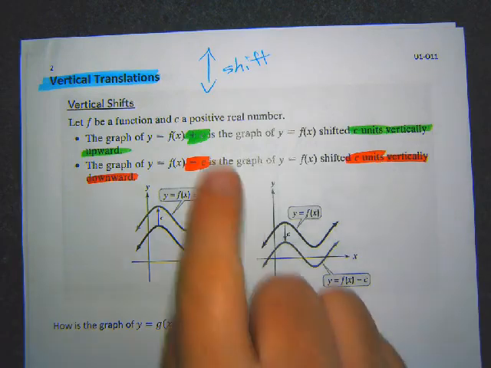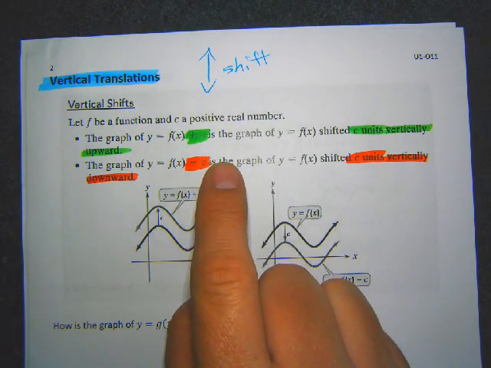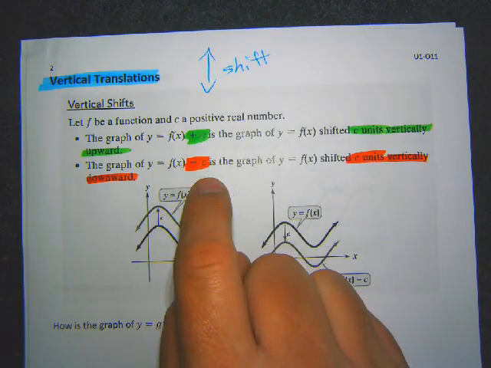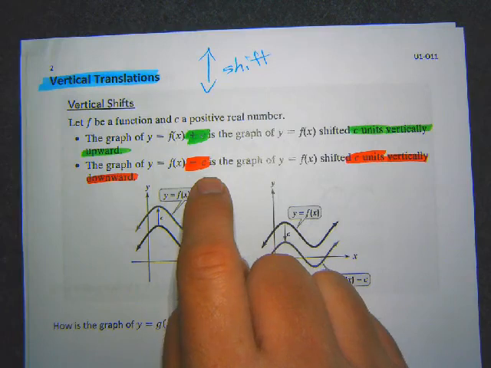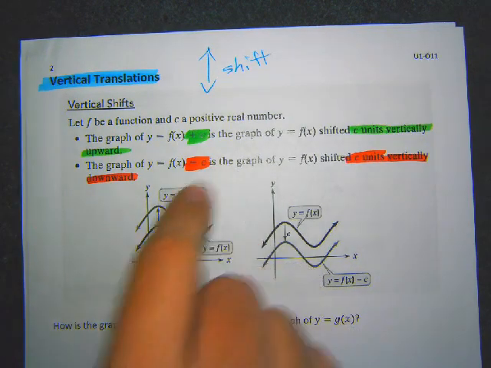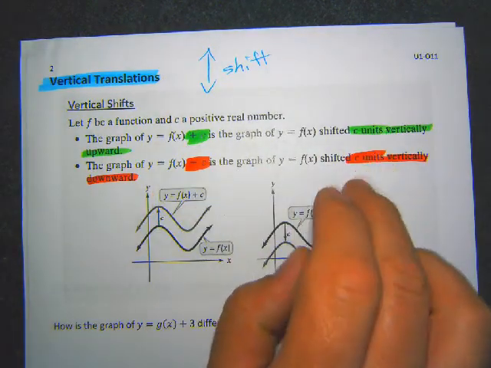And we look at the c has to be a positive. So adding a negative isn't going to move up. Adding a negative, same thing as subtracting, that would go down. So if you add a positive, you go up. If you subtract a positive, you go down. If you add a negative, we'll just think of that as subtracting. Okay, so this is what happens. Adding on the outside is upwards, subtracting on the outside is downwards.